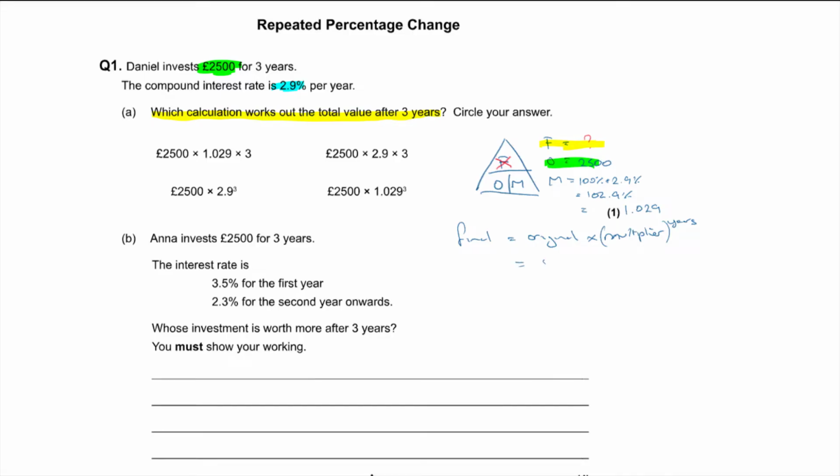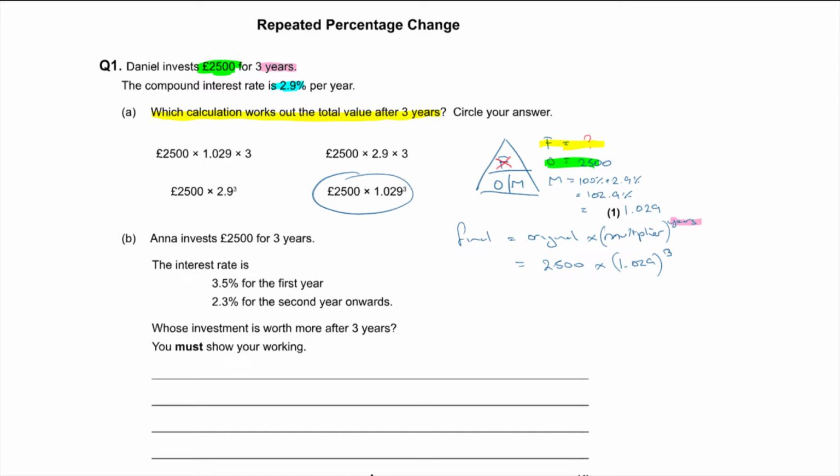Okay, so then subbing in what we know, final is the thing we want to find. Original was 2,500. The multiplier is 1.029, and the number of years is 3 years, isn't it? Okay, so we're going to raise that to the power of 3. Okay, so which one of those looks like that? It is that one there.